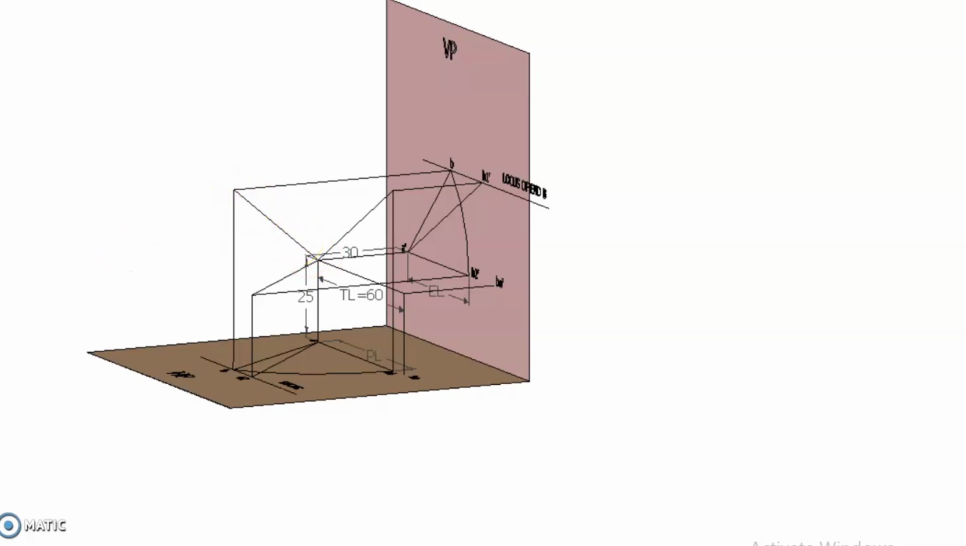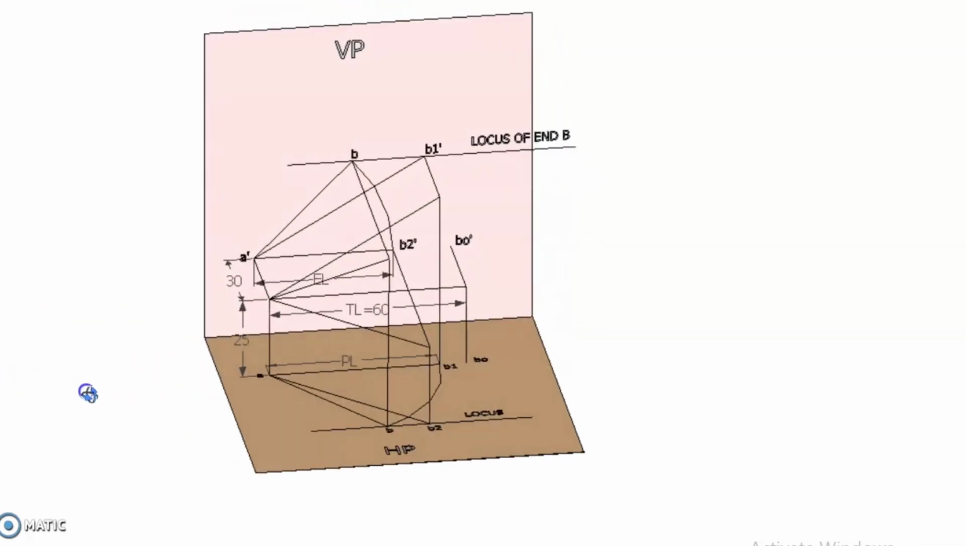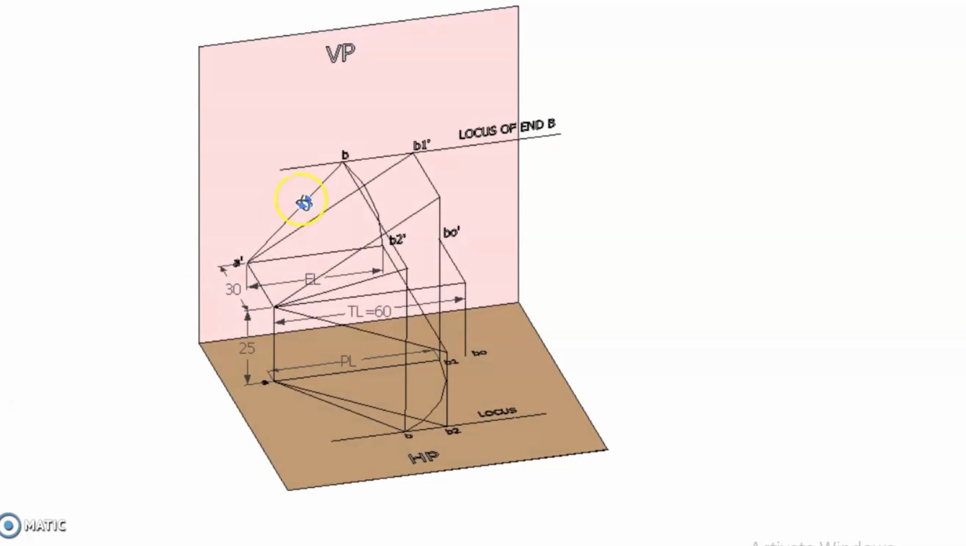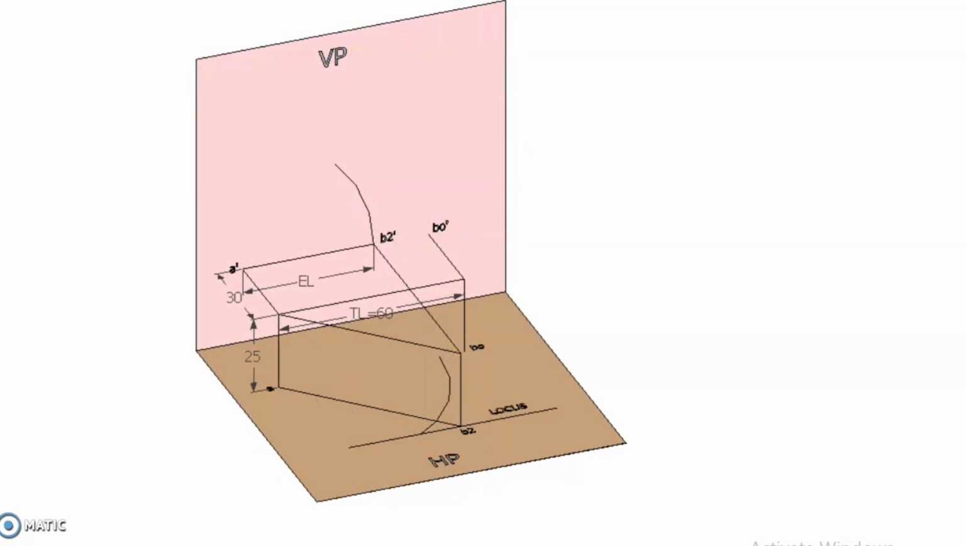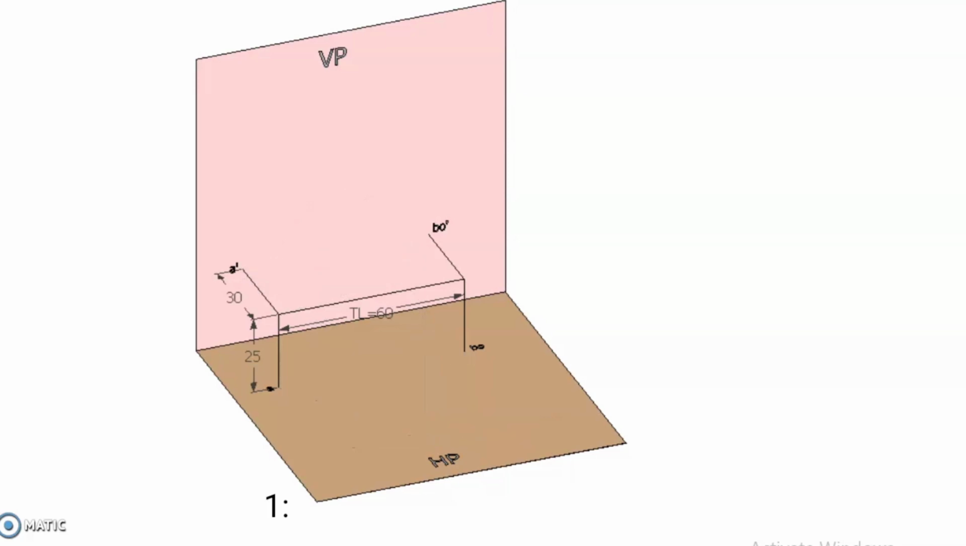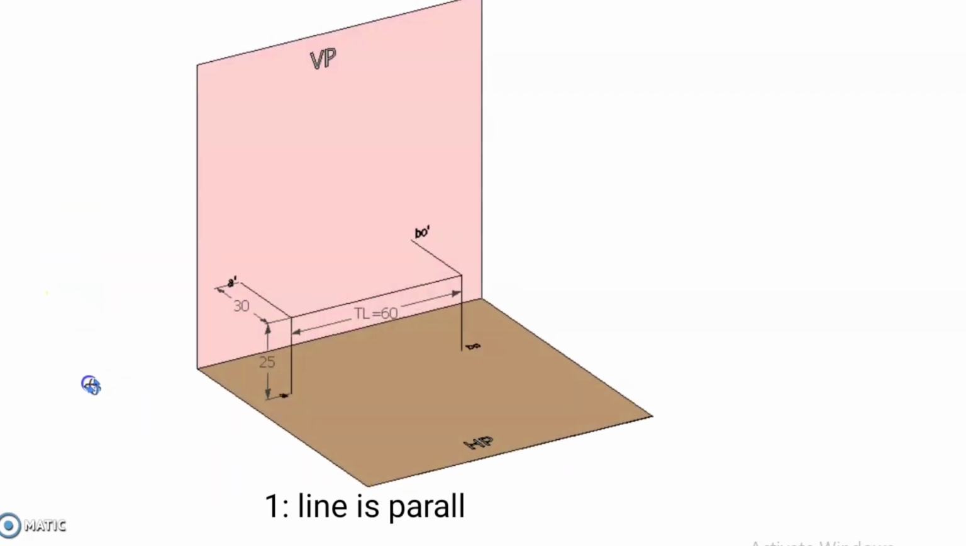By solving these problems, that is, projection of oblique lines, initially we have to assume that the line is parallel to the vertical plane and horizontal plane. That means, assume that the line is parallel to both planes and draw its front view and top view.